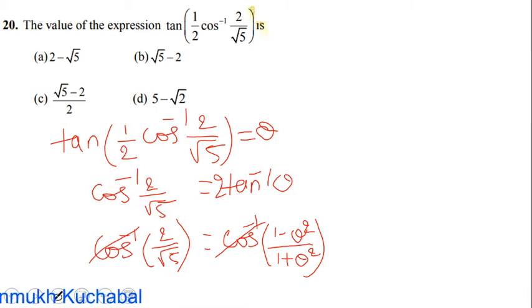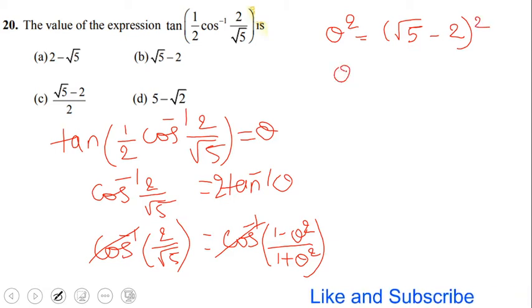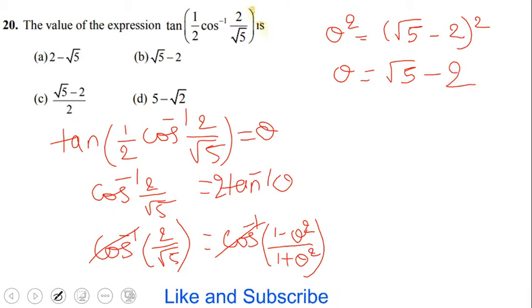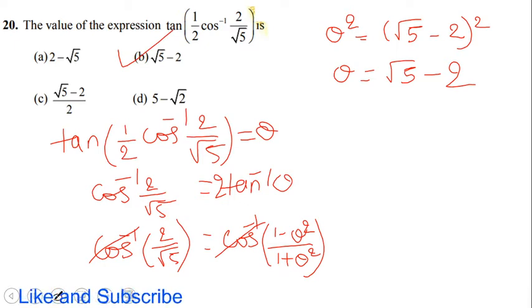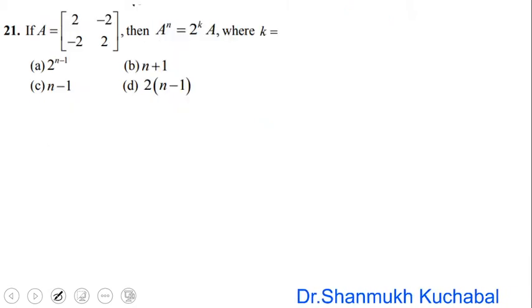Simplifying this, theta square equals root 5 minus 2 whole square. So simplifying this, we get theta as root 5 minus 2. Clearly we observe that option B is the right answer. Using this technique, converting tan in terms of cos, we can easily find the solution for this particular function. Okay, we'll move to the next example.